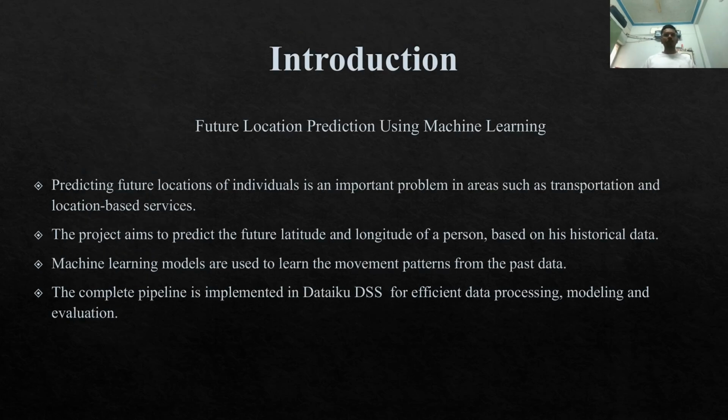So, introduction. I was supposed to build a future location prediction model using machine learning, where I was given a data set of the past or historical data of a person moving from one location to another location. And I was supposed to train a model based on this data, which will be able to predict the future location, or the destination, of a specific person.